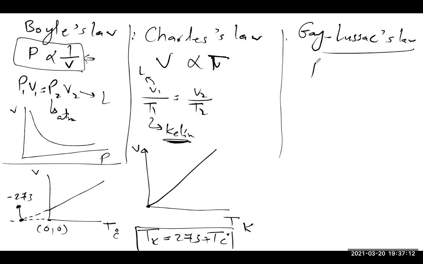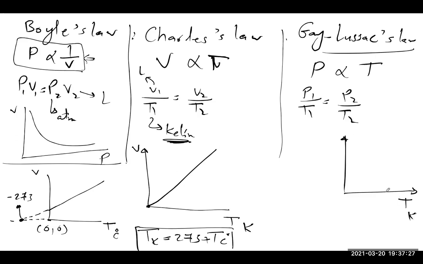Okay, Gay-Lussac's law will be between pressure and temperature, and it's a direct relationship: P1 over T1 is equal to P2 over T2. If you want to draw the graph, this will be temperature in Kelvin, and this will be pressure. So we will have a direct relationship like this.